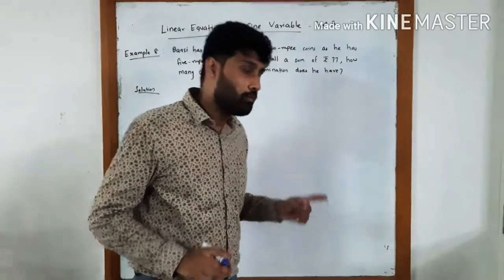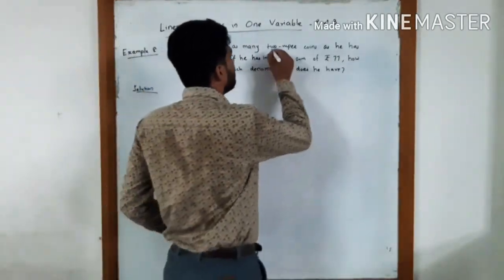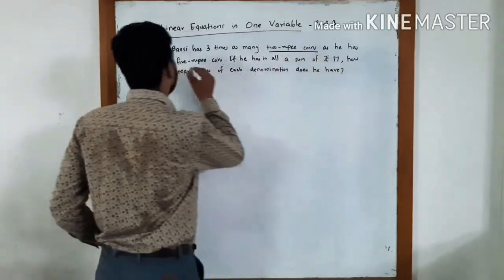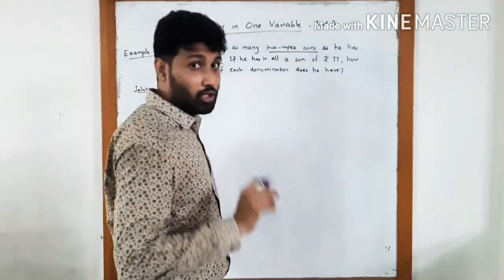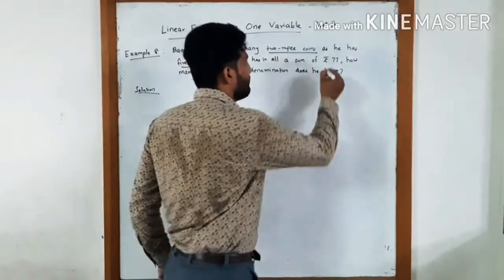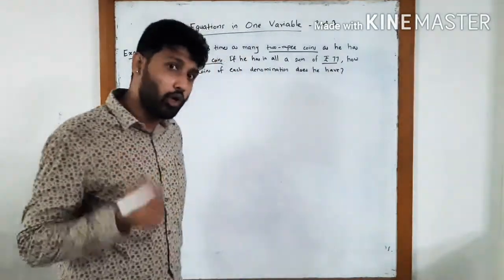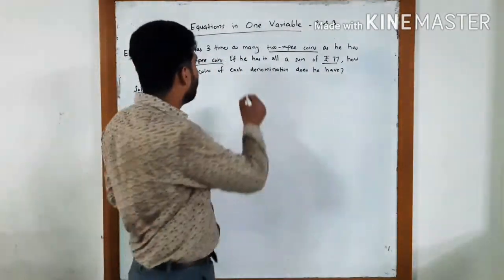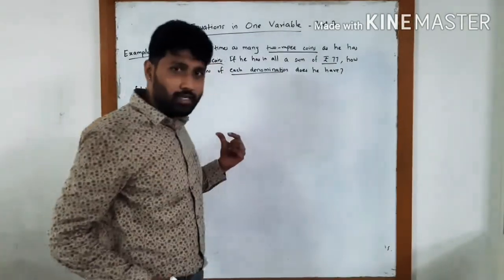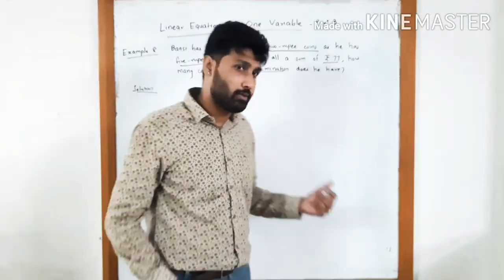So what do we know? That Bansi has some 2 rupee coins and some 5 rupee coins. The total amount of money he has is 77 rupees. And what do we have to find out? How many 2 rupee coins he has and how many 5 rupee coins he has.